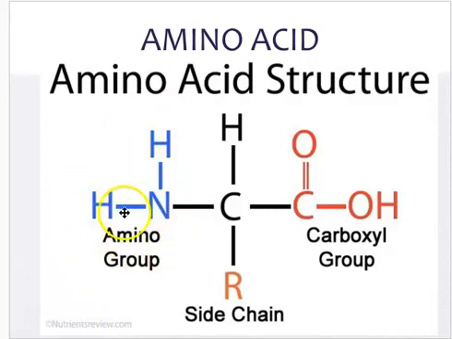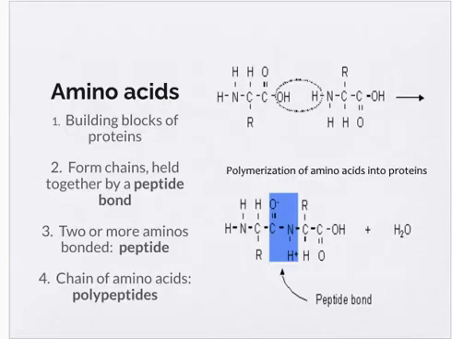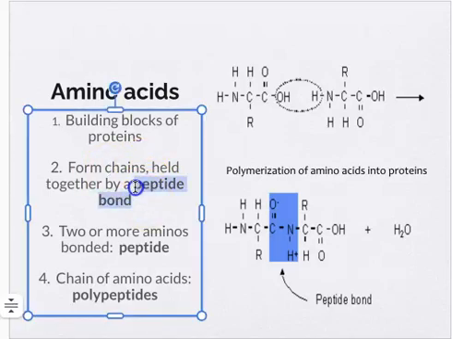But this is our amino group. It's got two hydrogens bonded to the nitrogen. And then our carboxyl group is a carbon double bonded with this oxygen and singly bonded with this oxygen and hydrogen. The amino acid is the building block for proteins. It forms chains that are held together by peptide bonds. That's another new bond. So far, we've talked about ionic, covalent, hydrogen, and now peptide bonds. These peptide bonds hold the amino acids together.